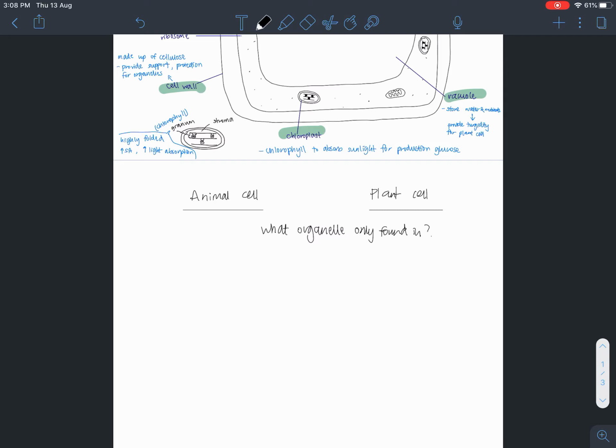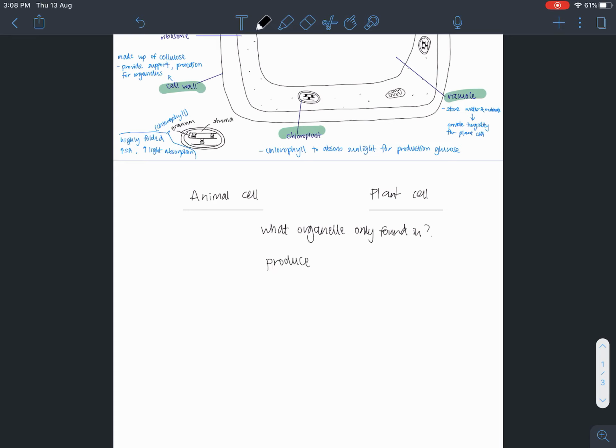Cell wall is only found inside plant cells, so it can provide a fixed structure, while animal cell doesn't have a fixed structure. While vacuole is to store water to have the turgidity in plant cell. So you can talk more. Don't only say, oh, plant cell has chloroplast, cell wall, vacuole, while animal cell doesn't. You talk more about it. Talk about the function so you can secure the mark.